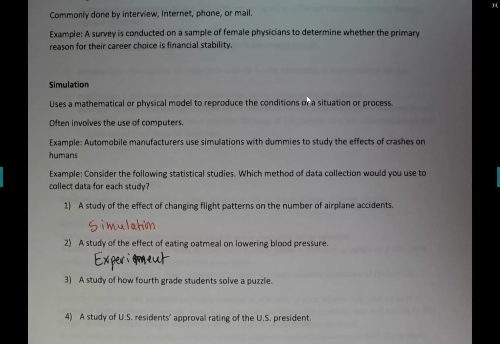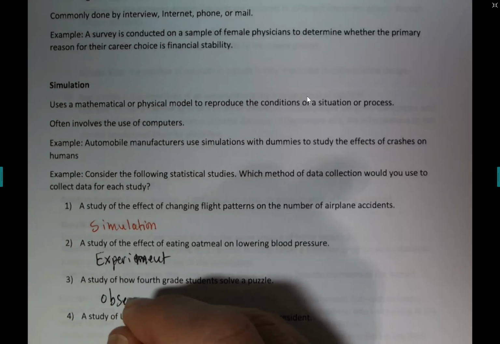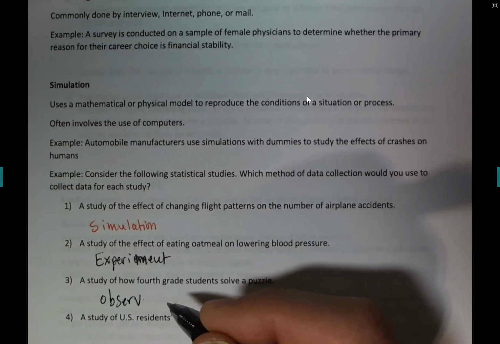A study of how 4th grade students solve a puzzle. Observational. Yeah. You just observe them because you didn't interfere. You just see how they do it.